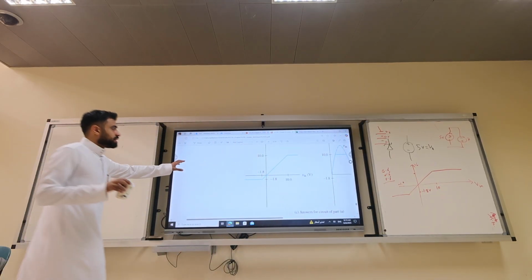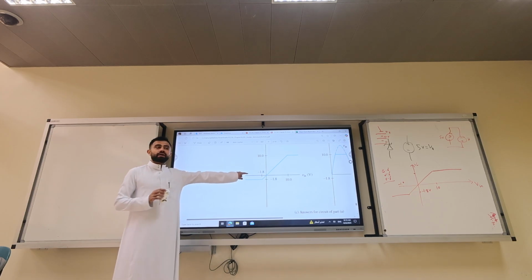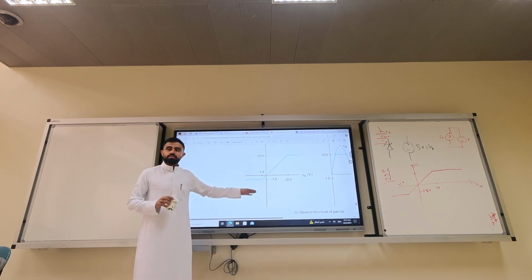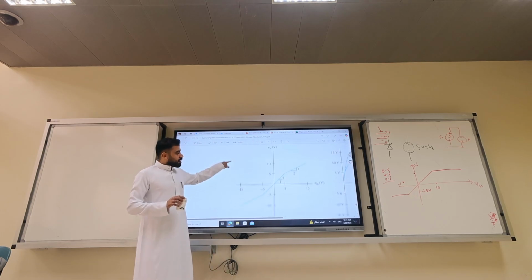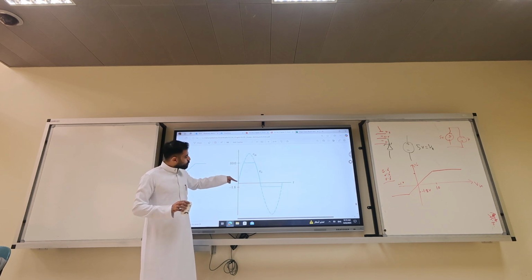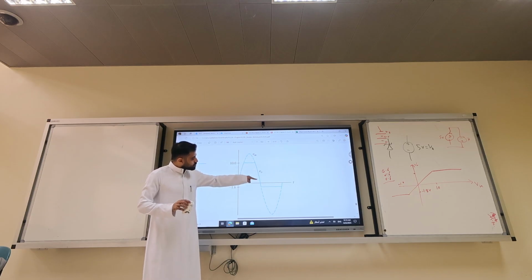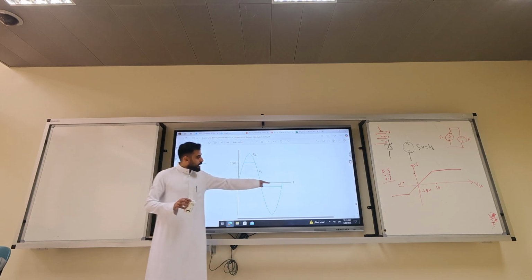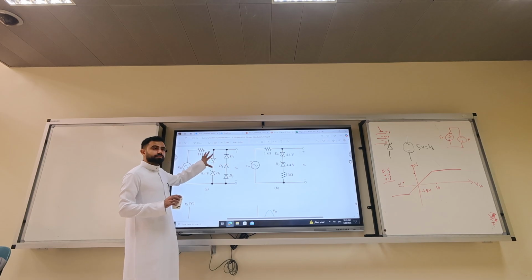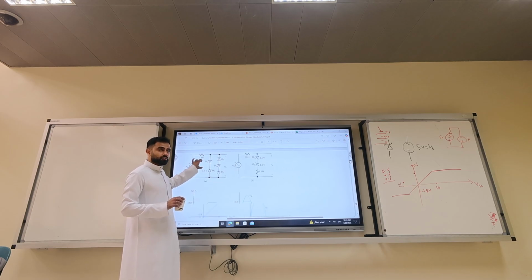Any question about how to plot? You will have these plots in the final exam. Input, output. Then if I supply it with a sinusoidal signal of amplitude 15, from 0 to 10, from 10 to 0, up until minus 8, the output will follow the input. Why? Because this is open, this is open. Is it clear? Clear, Jihad?